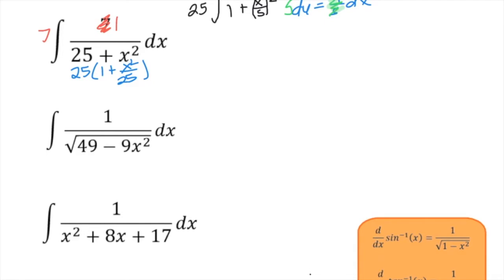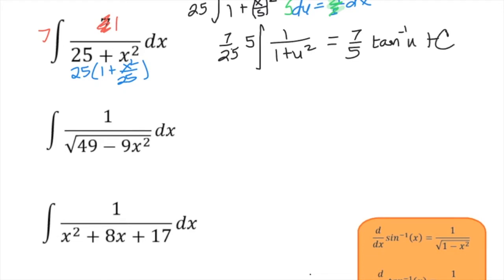So let's put our 7 over 25 times the integral. I'm going to leave a little room for that constant that'll come out front, that 5. I've got 1 over 1 plus u squared. Of course, 7 over 25 times 5 is just going to be 7/5. And the antiderivative of what's inside there is inverse tangent of u plus c. I'll resubstitute back in.